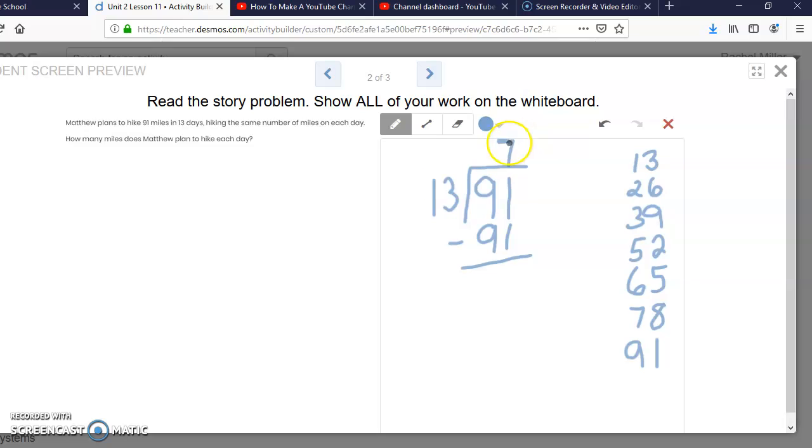All right. So we divided, we multiplied, we're going to subtract. 1 minus 1, 9 minus 9, we are at 0. So we can say that Matthew will hike 7 miles per day. And that's how we answer the problem.